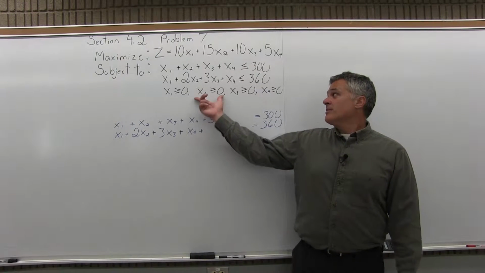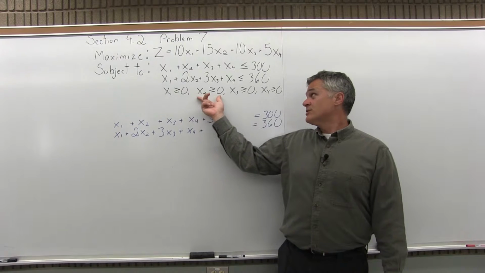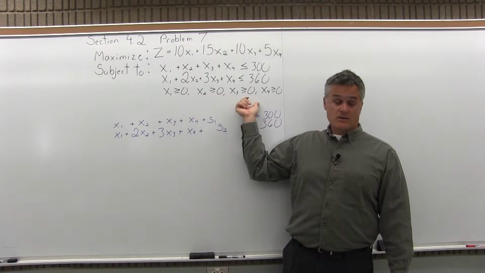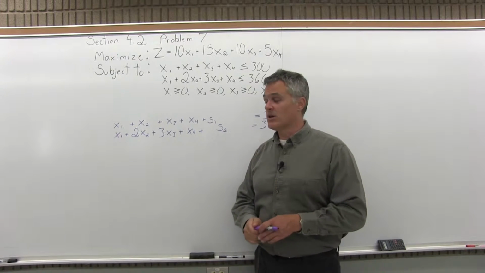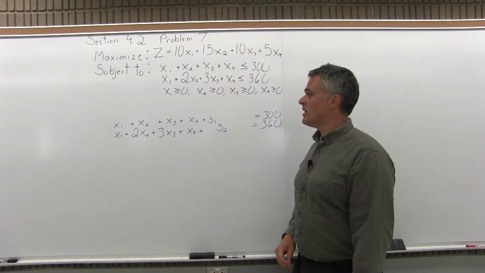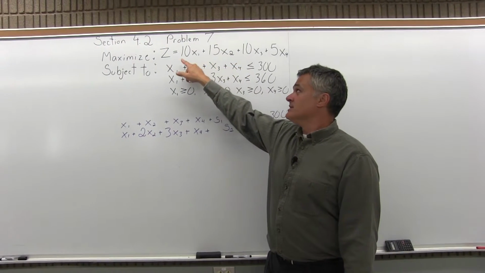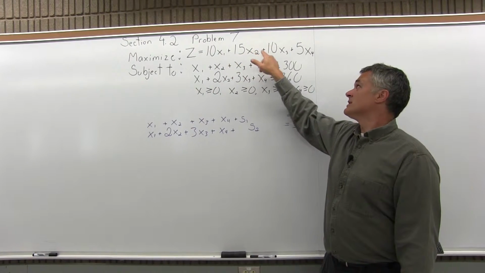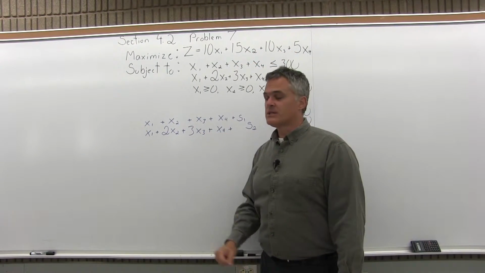Now, the very bottom constraints, x1 is greater than or equal to 0, x2 is greater than or equal to 0, x3 is greater than or equal to 0, x4 is greater than or equal to 0, do not have to go into my simplex tableau. I need to see that they're there. I see them, don't need to put them in the tableau. The objective function, however, does have to go in the tableau. The z equals 10x1 plus 15x2 plus 10x3 plus 5x4 has to go into my matrix.